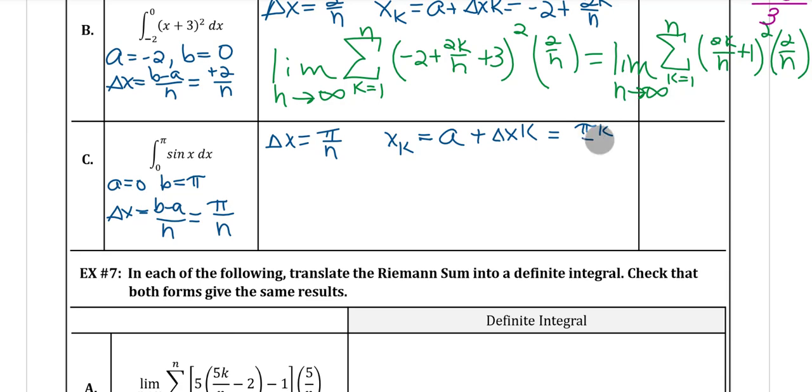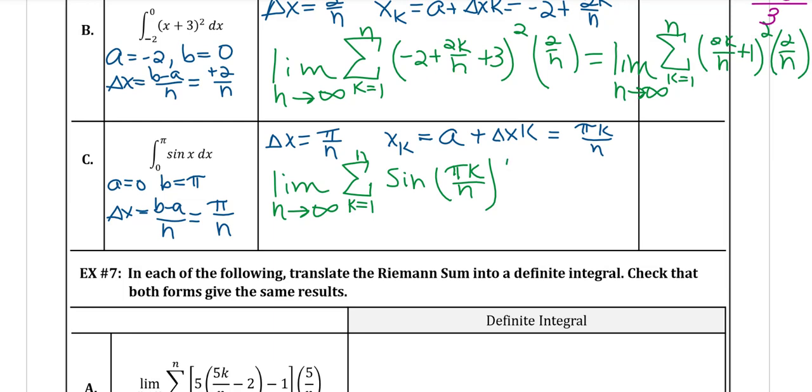Pi k over n. All right, so now we can write our Riemann sum. We're going to have the limit as n approaches infinity of the sum from k equals 1 to n. Now, I don't really need the parentheses there. We're going to have sine x, and instead of x, we have x sub k, which is just pi k over n. Then this is multiplied times pi over n. And if you figure this out for an answer, you're going to get 2.